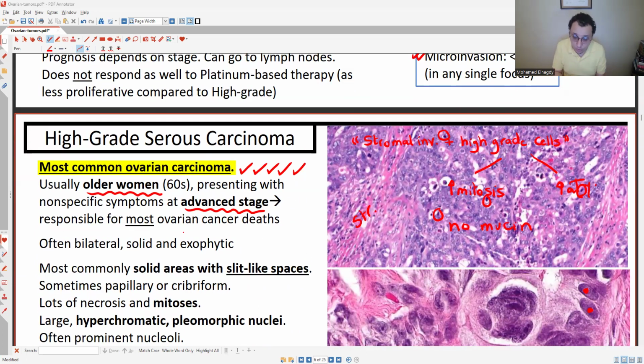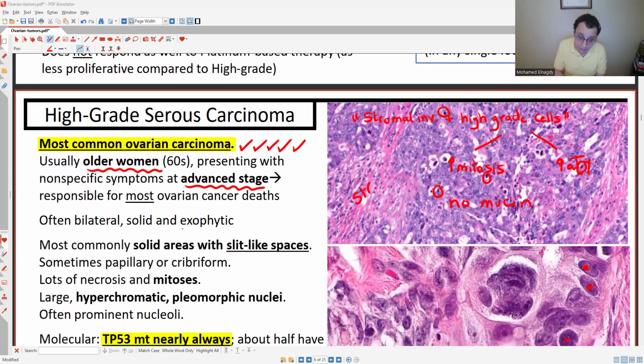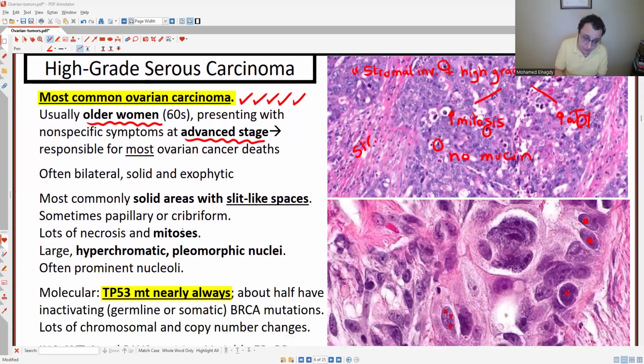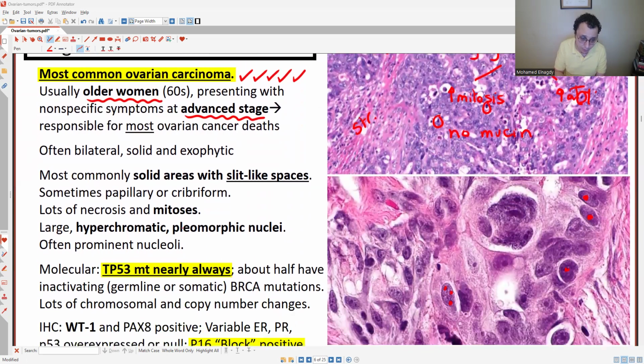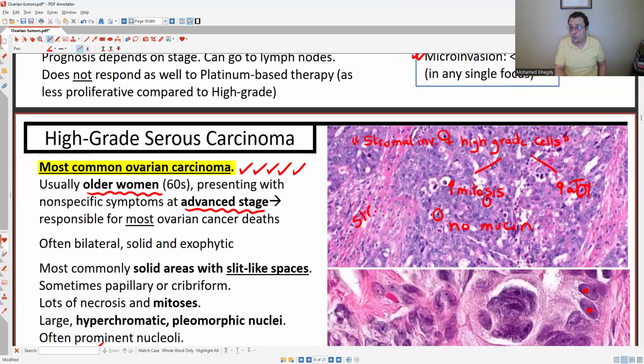So it's usually in the older women. It usually comes in advanced stage, and it sends metastasis to the peritoneum already. Yeah, just remember this. The same exact two stains, or two IHCs, that we use for the high-grade serous carcinoma of the uterus, of the endometrium, we use them here.